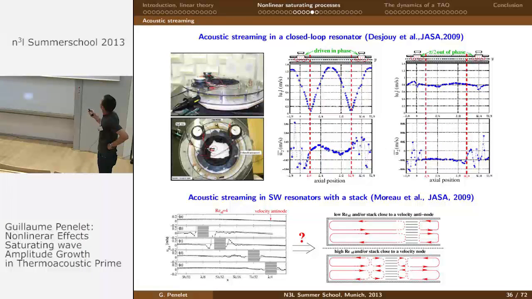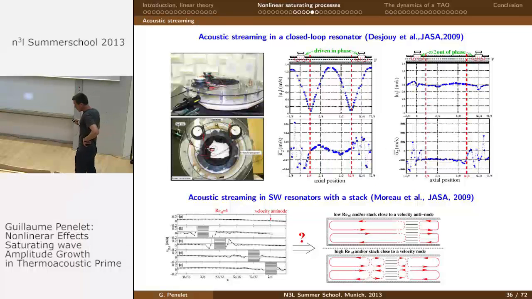These are other experimental works that we have made in my lab a few years ago. This is still the measurement of acoustic streaming using LDV, but in a specific device which is called a closed-loop traveling wave resonator. This simply consists of a closed-loop waveguide which is connected to two loudspeakers. In such a device, if both loudspeakers are driven in phase, we will generate an acoustic standing wave as it is represented here. This is the acoustic velocity, this is the acoustic streaming velocity.